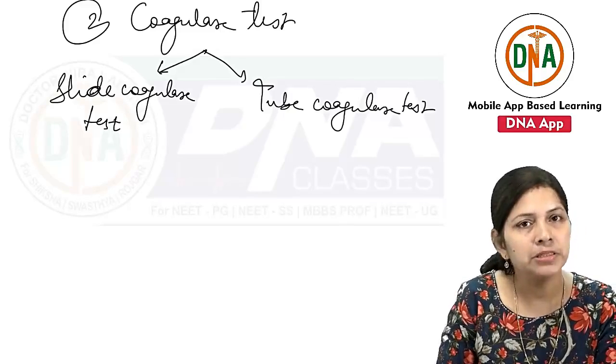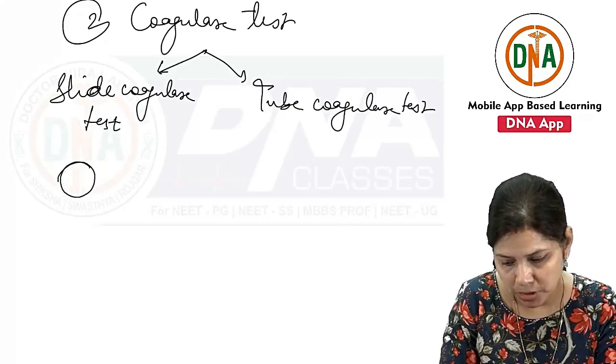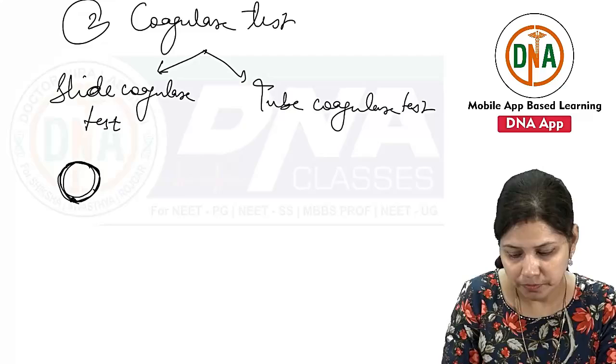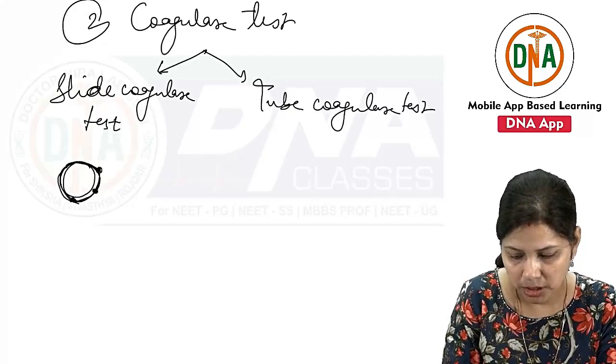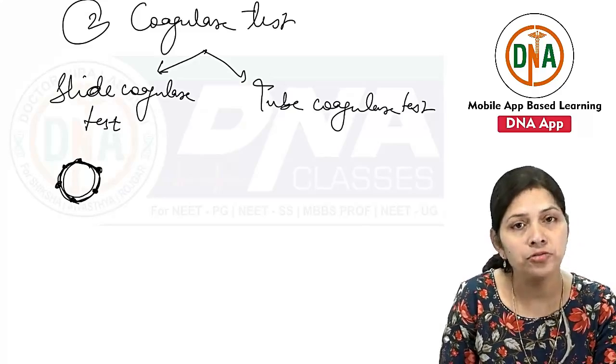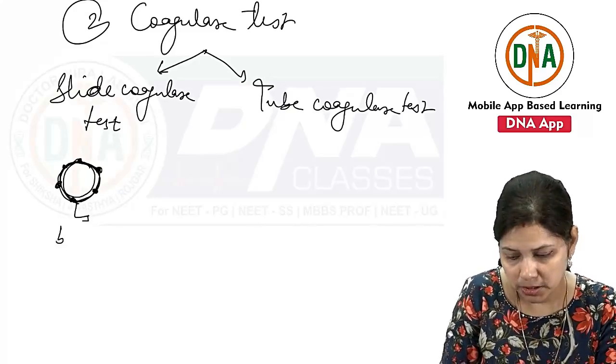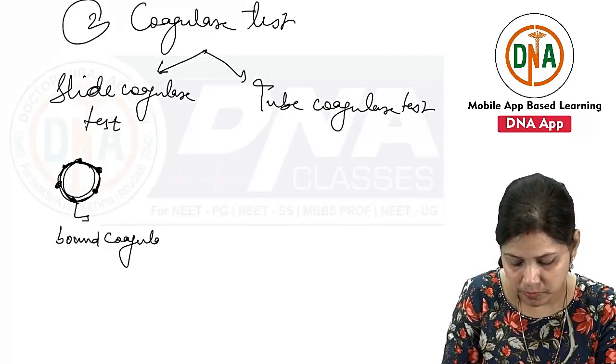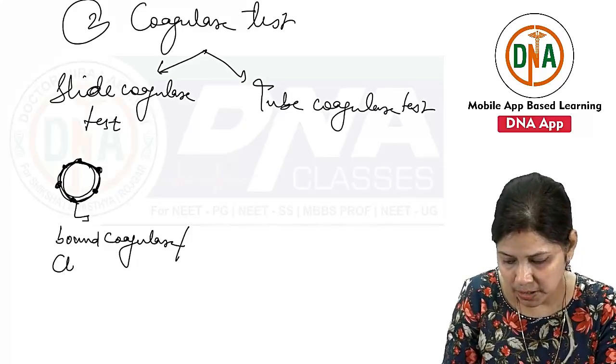And what happens in the slide coagulase test, as I told you, is that it has a bound factor or clumping factor, because of bound coagulase. This is known as bound coagulase or clumping factor.